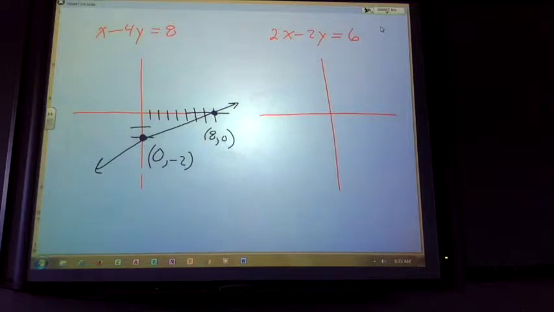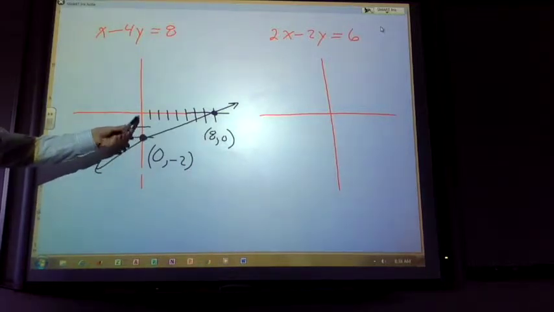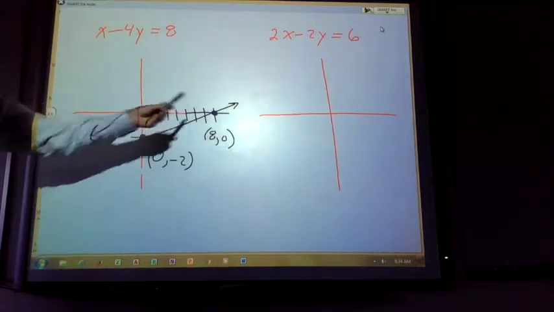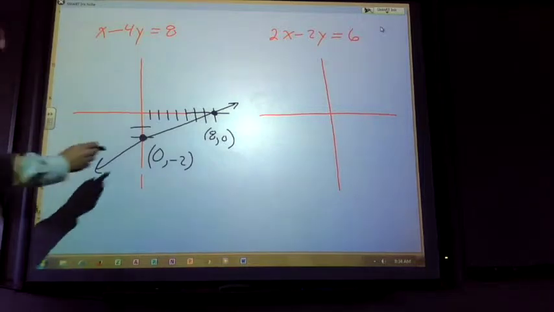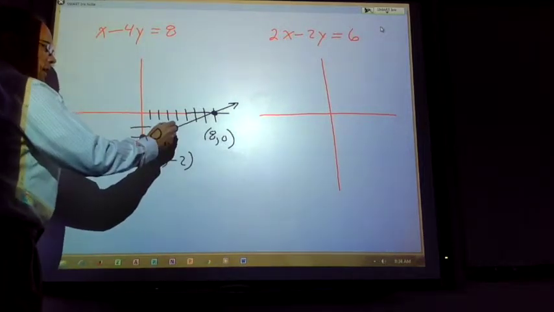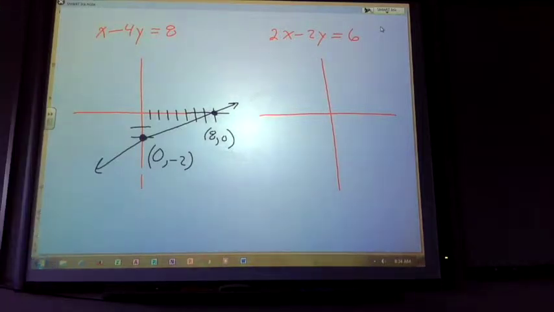Hey, can you find the slope of this? Watch how easy the slope is to find. Up 2 over 8, which is the same thing as 1 over 4. So you mean I could go up 1 over 4 and land on the line? Yep.